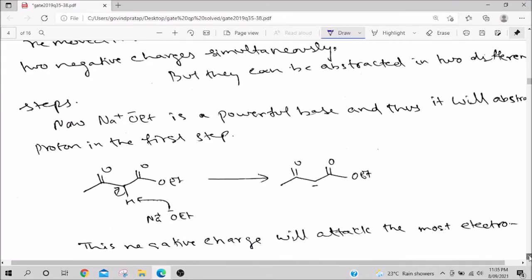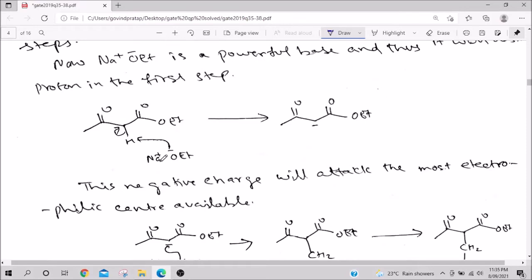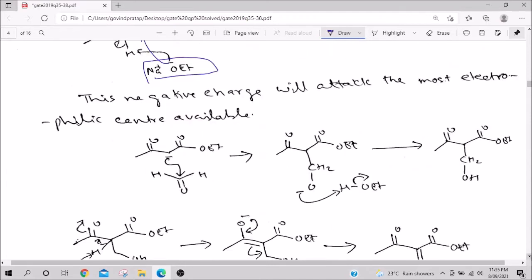Let us go ahead. First thing, you have a base, sodium ethoxide, which you should know is a powerful base. It also acts as a nucleophile, but here there is no point in attacking this group, because you get the same thing. So it acts as a base, it removes the proton and you get a negative charge here, and that negative charge goes and attacks this aldehyde, this is formaldehyde, and you get this one and you get CH2OH.